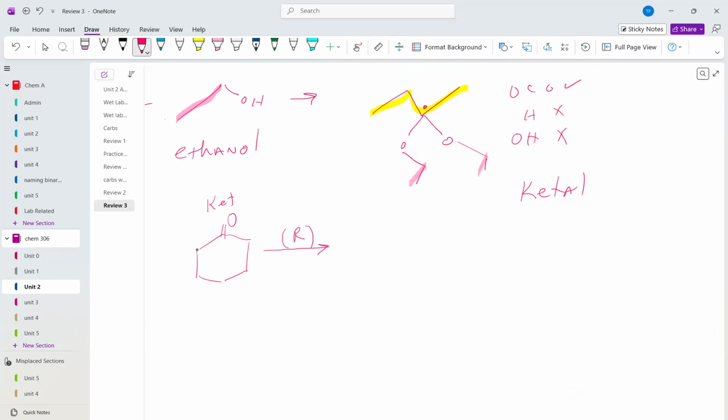What happens when you reduce a ketone? Exactly. Perfect. Secondary alcohol. So this is going to be cyclohexanone, and this is going to be cyclohexanol. And then throw in any branches or whatever.